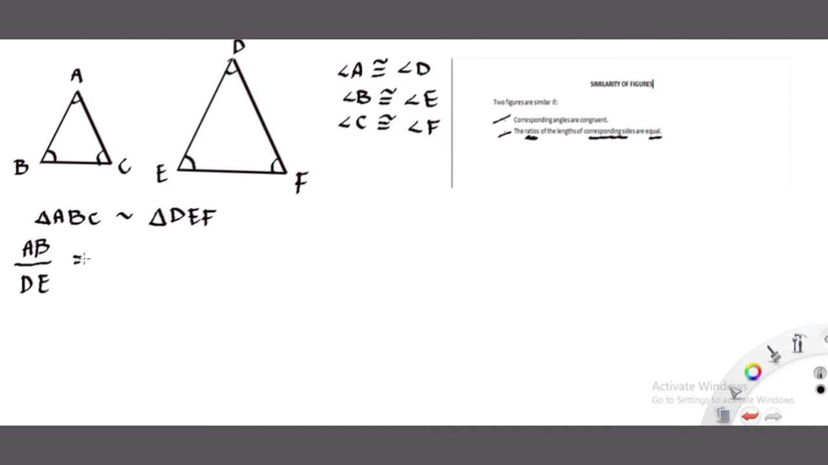So that is equal daw to the ratio of the other corresponding side. So if we have here BC, it corresponds to EF. So let's write its ratio. So that will be BC over EF. Alright? So equal yung ratios. Okay, itong dalawang ratios na ito ng corresponding sides ng dalawang similar triangles na ito ay equal daw.